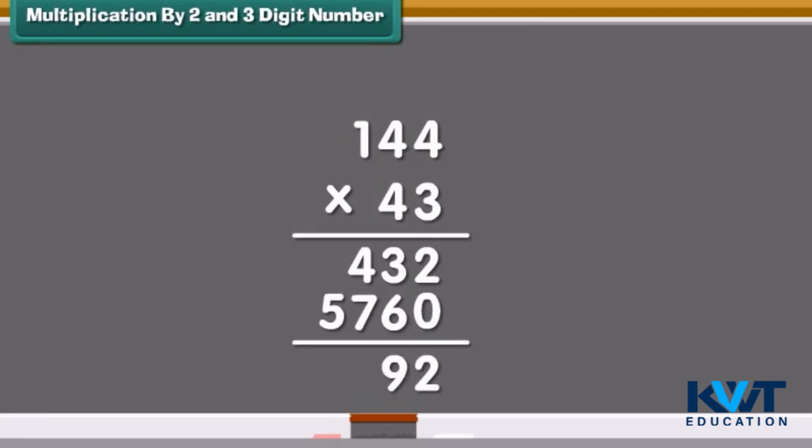Now add the two values. We get 6,192. So, 144 multiplied by 43 is 6,192.